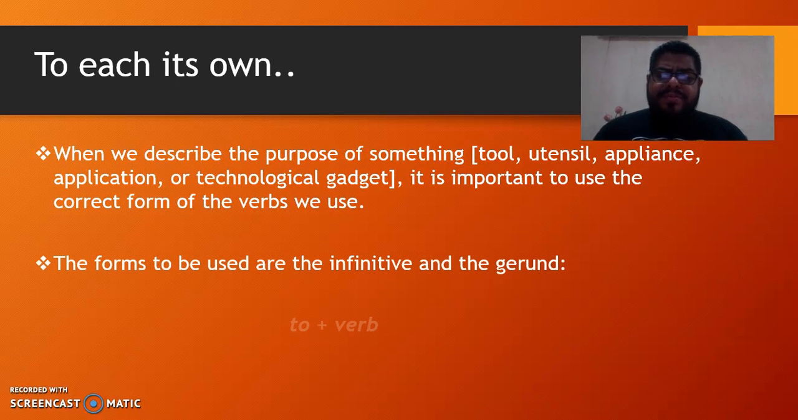When we describe the purpose of something, a tool, utensil, appliance, application, or technological gadget, it is important to use the correct form of the verbs we use. Well, the forms to be used are the infinitive and the gerund form. The infinitive is the preposition to with a verb, and the gerund is the verb with the ing ending. Remember: swimming, running, eating, shopping. That's the gerund form.